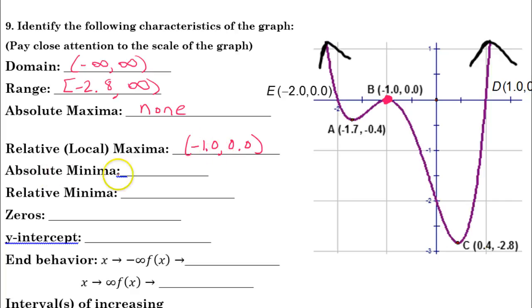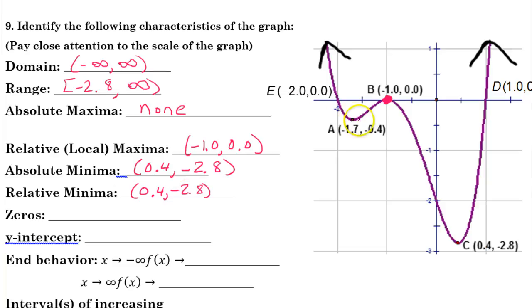Okay, is there an absolute minimum? Yeah, there's one right here. This is the absolute minimum. All right, the lowest point on the entire graph. So we'll just write that down. 0.4 comma negative 2.8. What about relative minima? Well, first of all, any absolute minimum is also a relative minimum. So this is 1, okay, 0.4 comma negative 2.8. All right, counts as both an absolute minimum and a relative minimum.